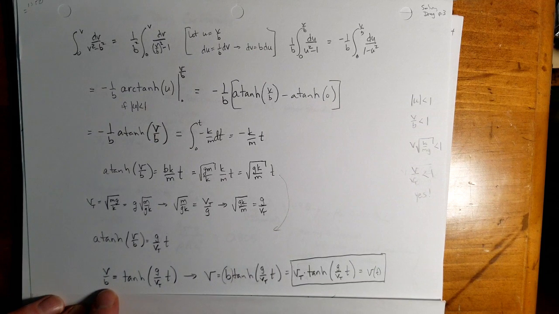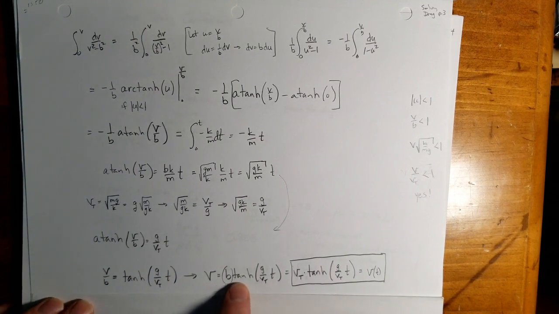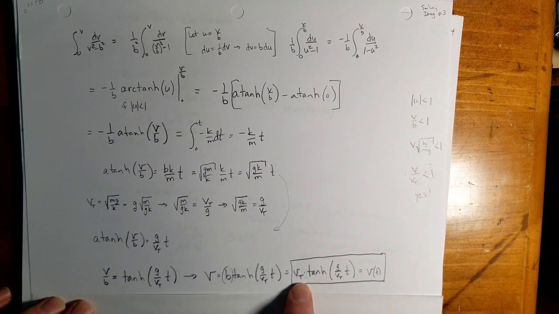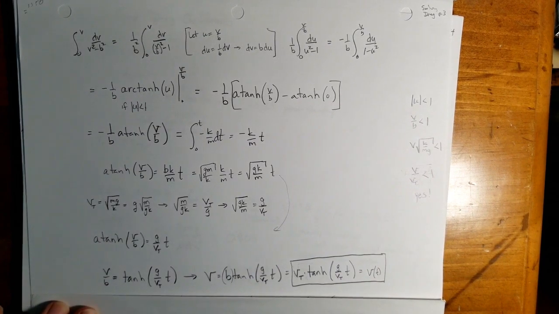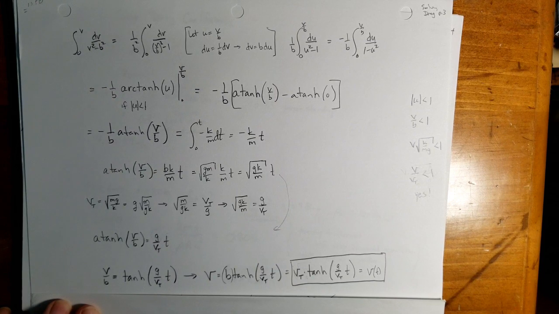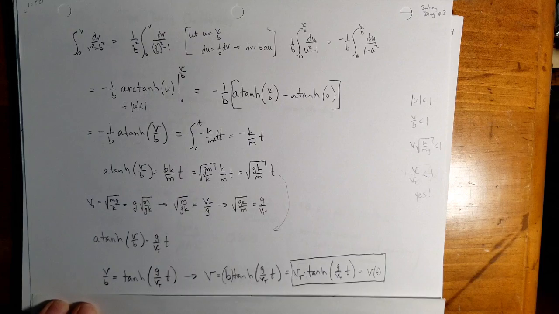In that last step, we have v over b is equal to the hypertangent of g over the terminal speed times time. And if we solve for v, we get b times the hypertangent of g over vt times time, which is vt, because b and vt are the same thing, vt times the hypertangent of g over vt times t, which is the velocity with respect to time. So we have a function now to describe the speed of an object as it falls, or velocity if you want to put a direction downwards onto it.